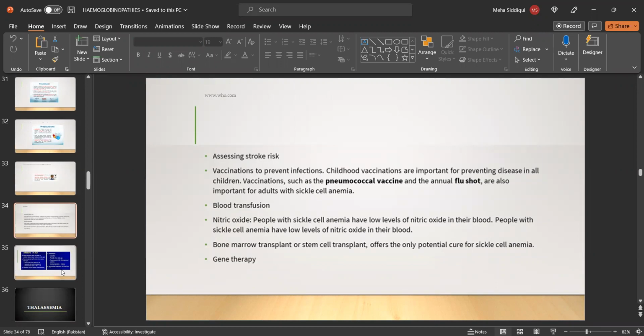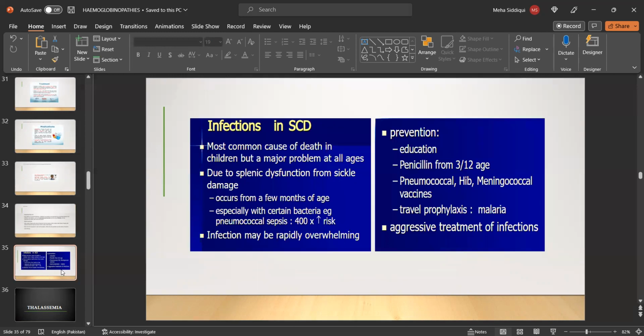Childhood vaccinations are important for preventing disease in all children. Vaccinations such as pneumococcal vaccine and annual flu shot are important for adults with sickle cell anemia. Blood transfusion, and nitric oxide, because people with sickle cell anemia have very low levels of nitric oxide in the blood. Bone marrow transplant or stem cell transplantation offers the only potential cure for sickle cell anemia, and lastly, gene therapy.